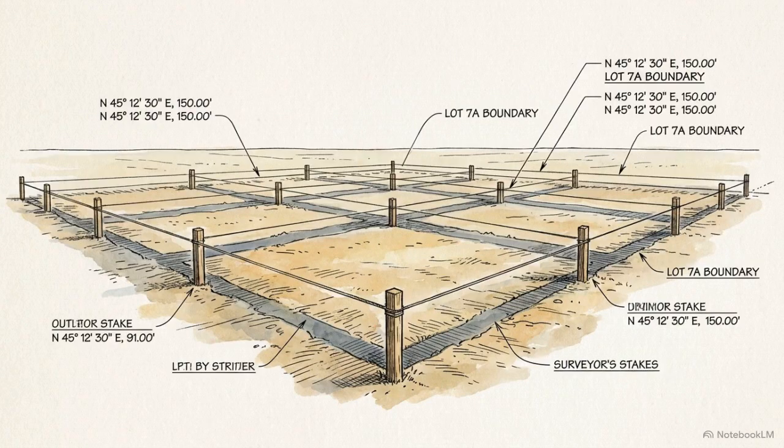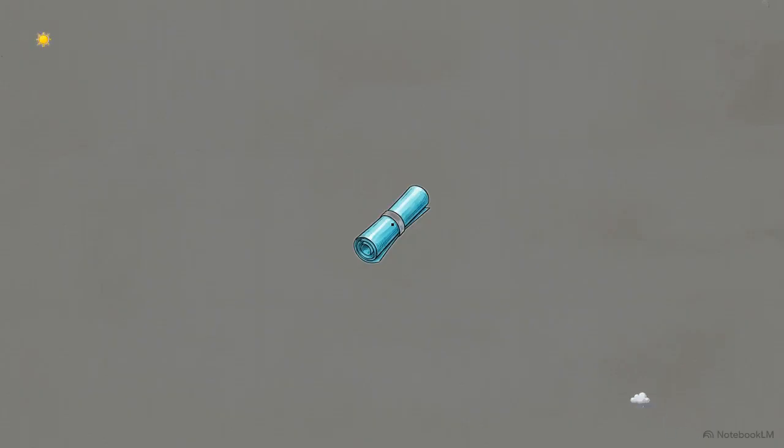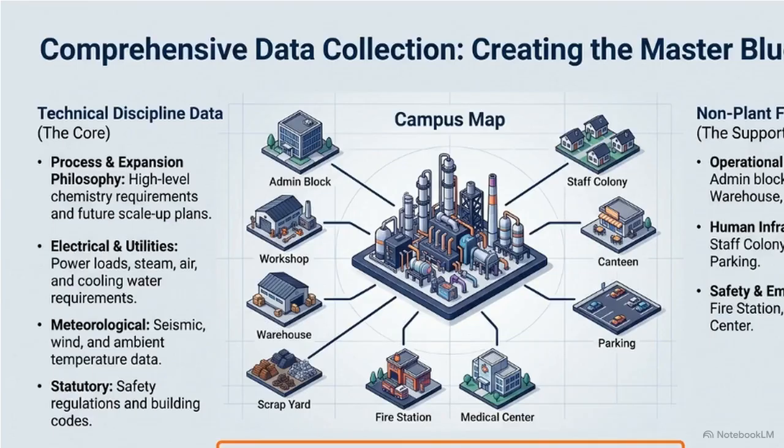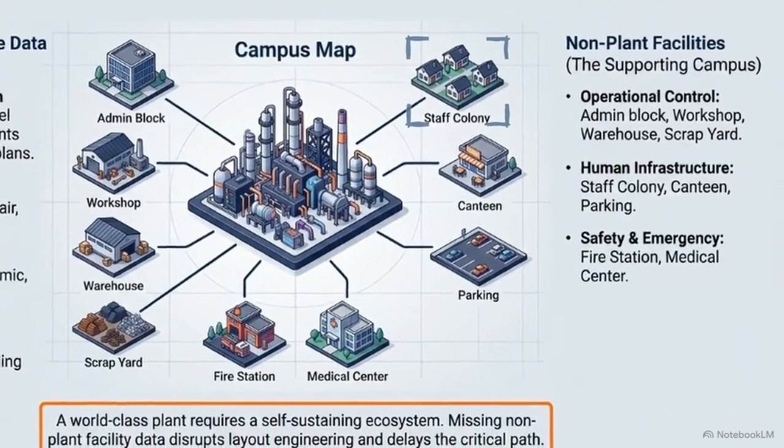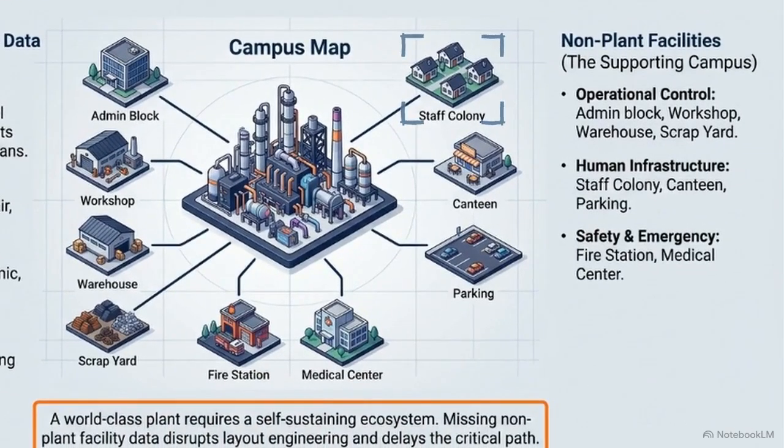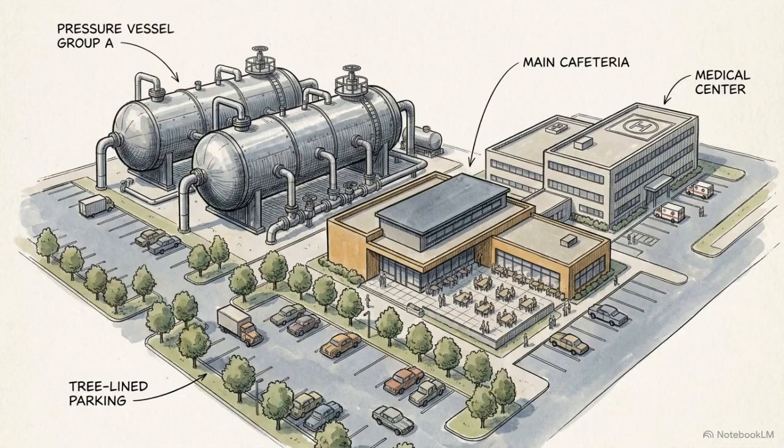Once you have secured the right piece of land, you need to collect a mountain of data to build your master blueprint. Engineers surround this campus map with essential data, calculating process chemistry, electrical loads, and local weather patterns. But machines don't run themselves. Looking right, you must design a supporting campus for the human workers, including cafeterias, medical centers, and fire stations. A modern plant is a self-sustaining city.